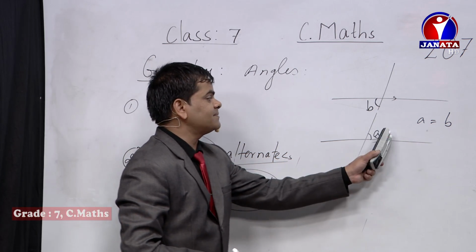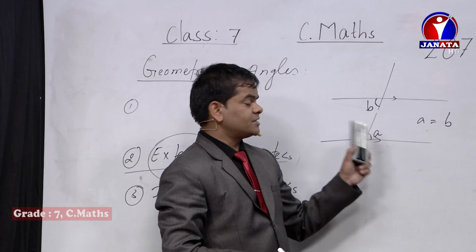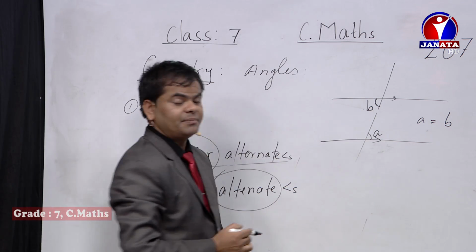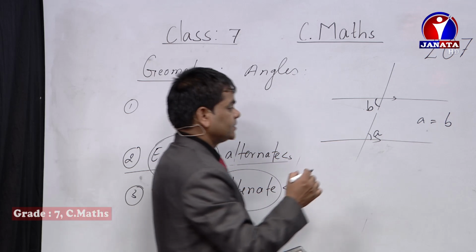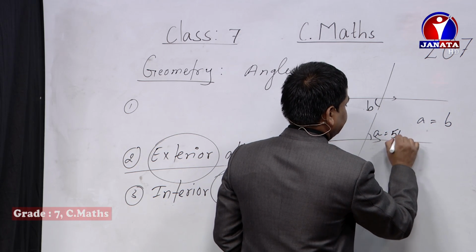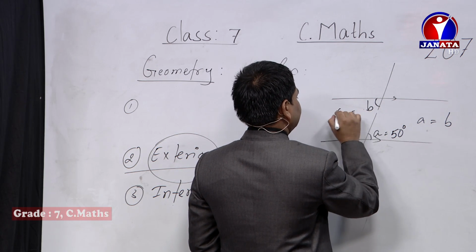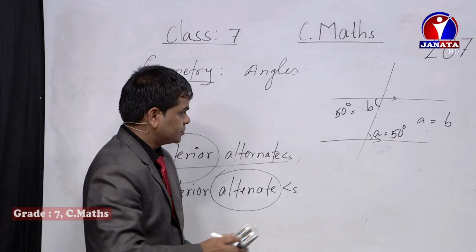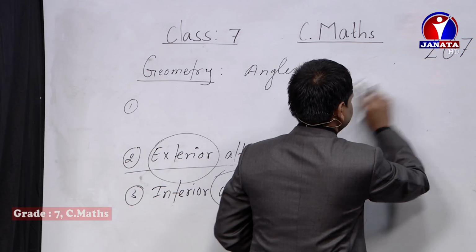So if the measure of angle A is 50 degrees, at that time the measure of angle B also becomes 50 degrees. So if we keep 50 degrees here, then B also becomes 50 degrees. So that's the concept of interior alternate angles. So I'm going to give you some questions regarding this one.